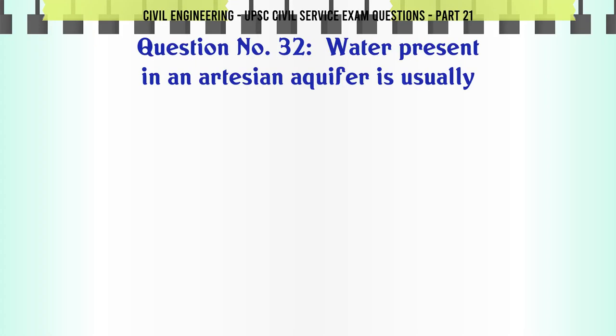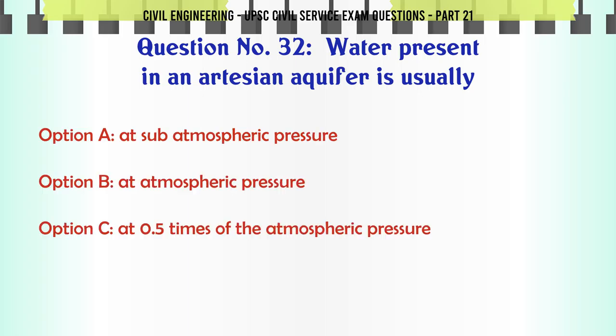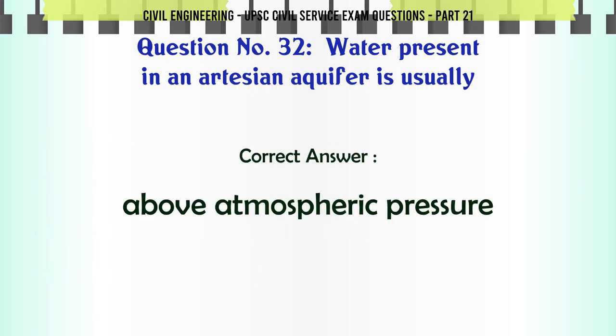Water present in an artesian aquifer is usually A. at sub-atmospheric pressure. B. at atmospheric pressure. C. at 0.5 times of the atmospheric pressure. D. above atmospheric pressure. The correct answer is above atmospheric pressure.